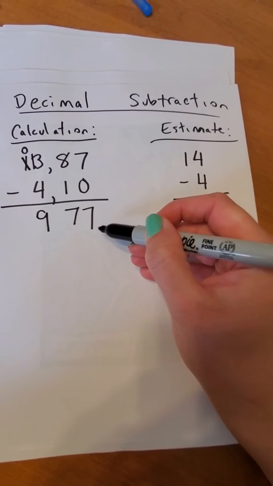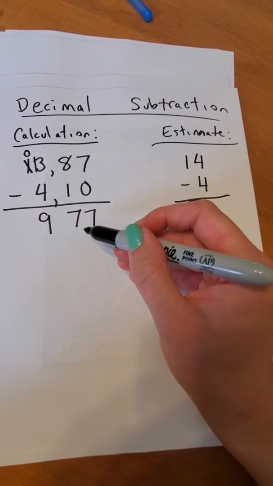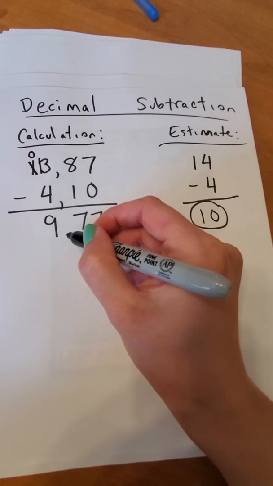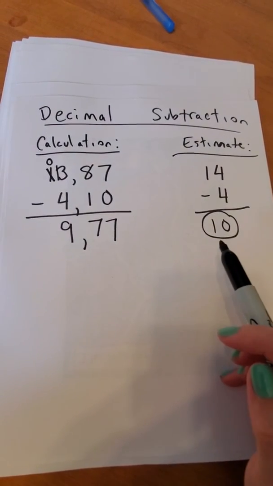So the decimal's not going to go here. It's not 977. That doesn't make sense. It's not going to go here. It's not 97 and 7/10. Oh, it's going to go right here. This makes sense. 9 and 77 hundredths is very close to 10.